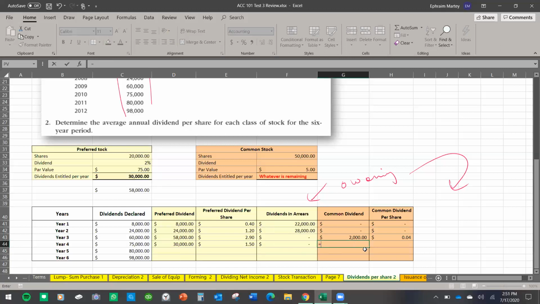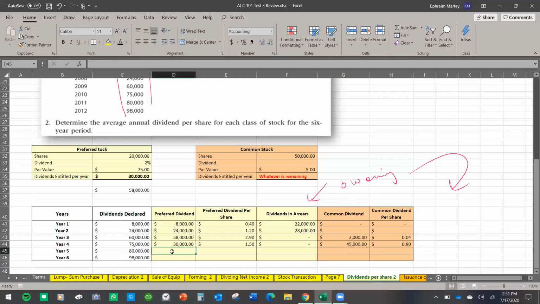Okay, now what will dividends for common stock be? That will be what we declared minus what we paid preferred. That's the remaining, and then their earning per share will be this, what they earn divided by the number of shares, because we share it among them. So that is 0.90 per each year.